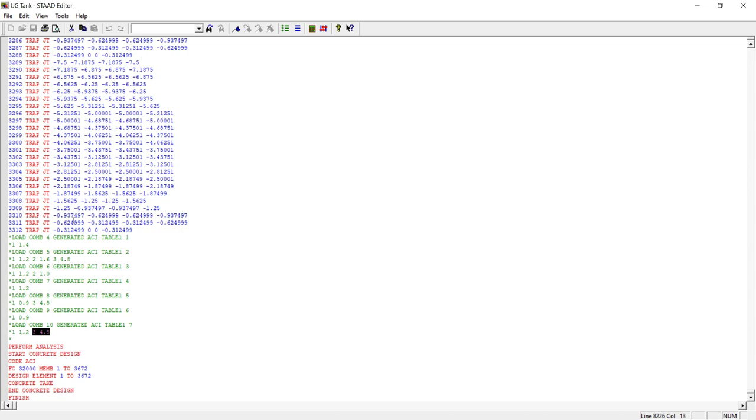Anyway, at this time I'm not going to do anything over here, but what I have to add is a load case, say load case number 4, which will be the water pressure from outside of the wall. So for that, in all the load combinations, I put an asterisk so that these will be treated as comment cards and they are no more here.